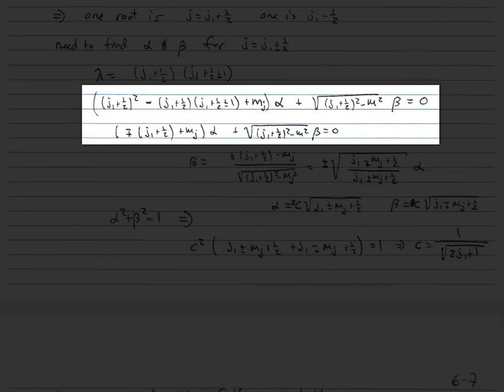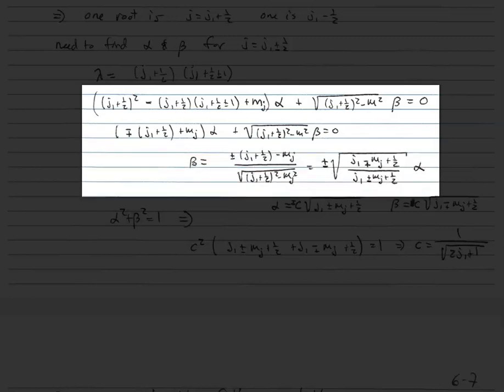And I have the plus mj. I just bring the beta term over to the other side. I divide by the coefficient of the beta term, and we find beta will equal plus or minus j1 plus a half plus minus mj divided by the square root of j1 plus a half squared minus mj squared. There should be an alpha in there.